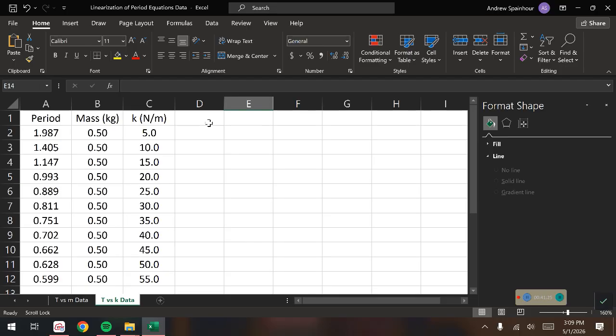And if you continued on this and found the slope, what you would find is a really weird result. The slope going right here is actually too high. This is the equation that you would use to calculate the period of a mass-spring system.